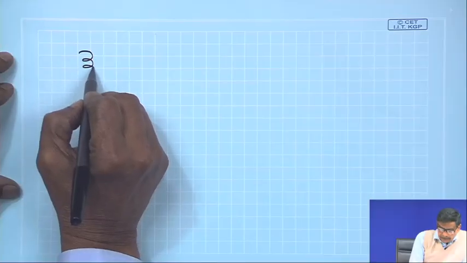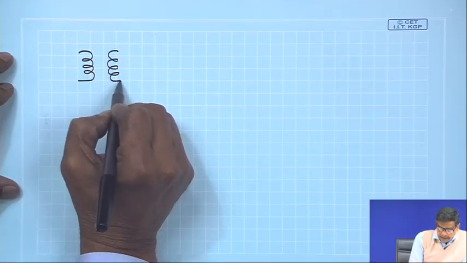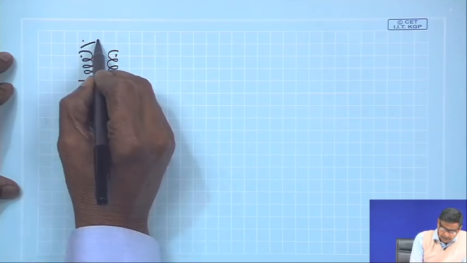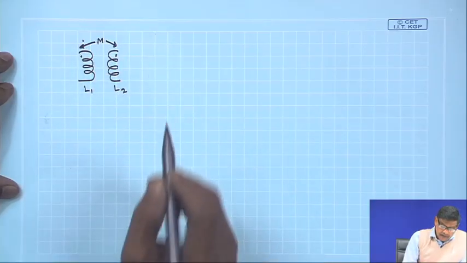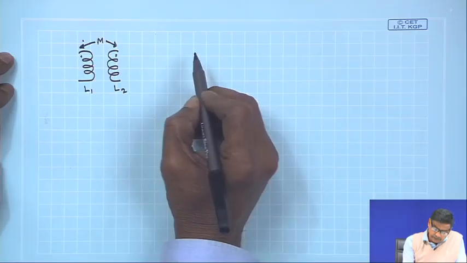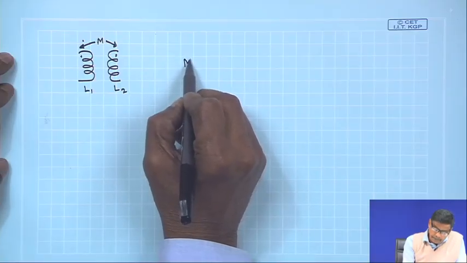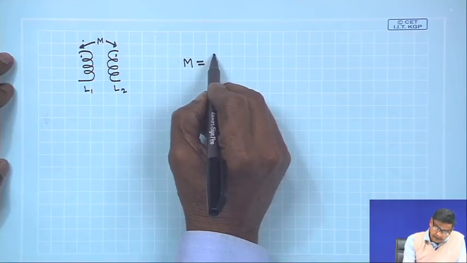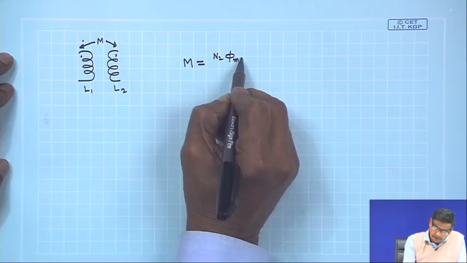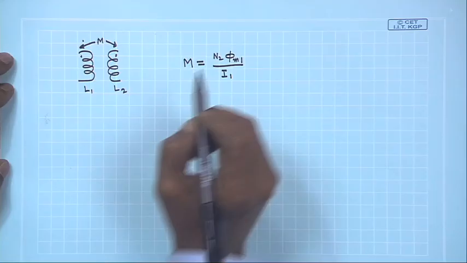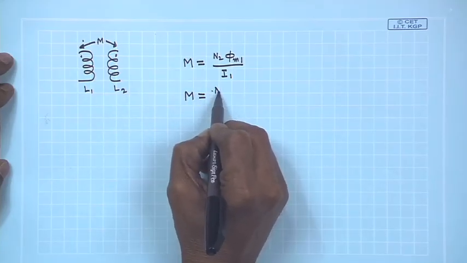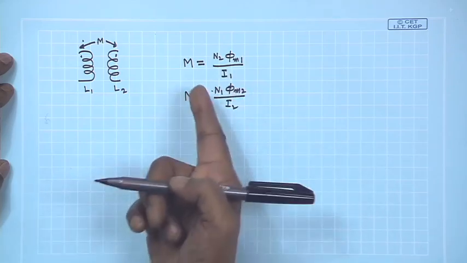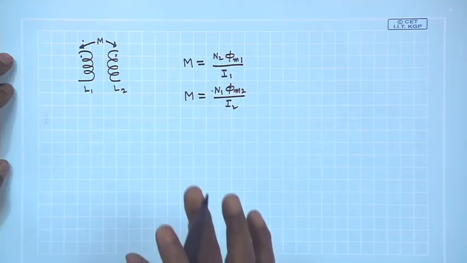Recall that these are the two coils having inductances L1, L2, and this is the mutual inductance M. And we know that M can be written as N2 phi M1 by I1, and this M is also the same as N1 phi M2 by I2, when the first coil is carrying some current, flux linkage per unit ampere, and so on.